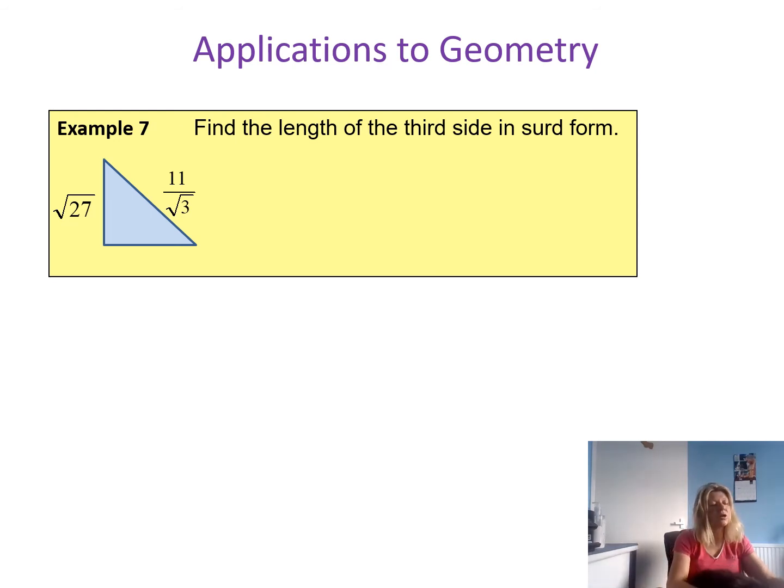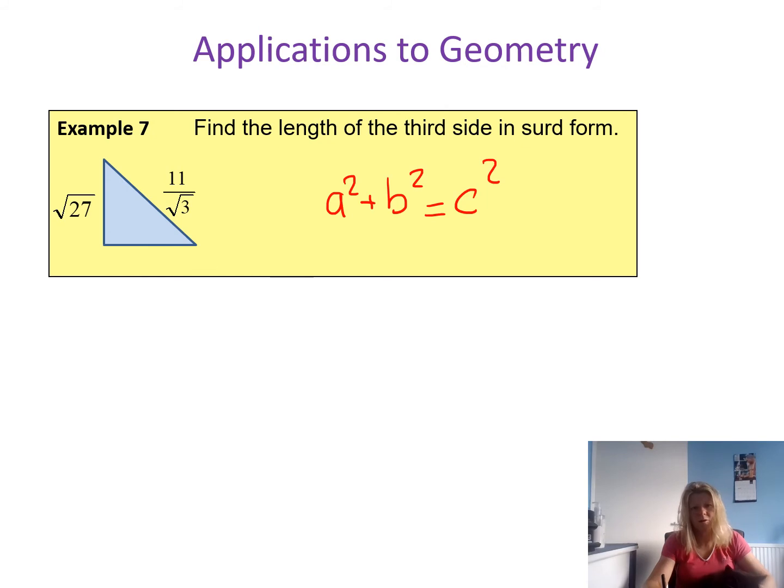Right, an application of all this, if it's put in an applied question, might be, what's it say here? Find the length of the third side in surd form. So you should have met Pythagoras. Should be good with that. So you know that from Pythagoras, a squared plus b squared equals c squared. Hopefully you know c is the longest side, which seems to be that one.